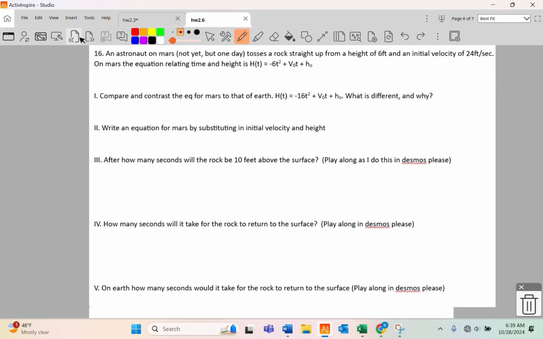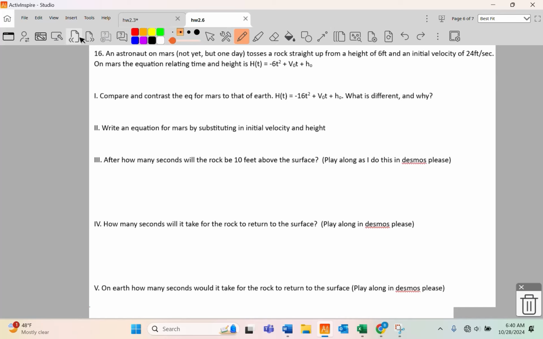So for no good reason, I'm going to do this assignment backwards. This is quadratic formula. All right, 16, an astronaut on Mars tosses a rock straight up from a height of 6 foot and an initial velocity of 24 feet per second. On Mars, the equation relating time and height is height as a function of time is negative 16 t squared plus v subscript 0 t plus h subscript 0.